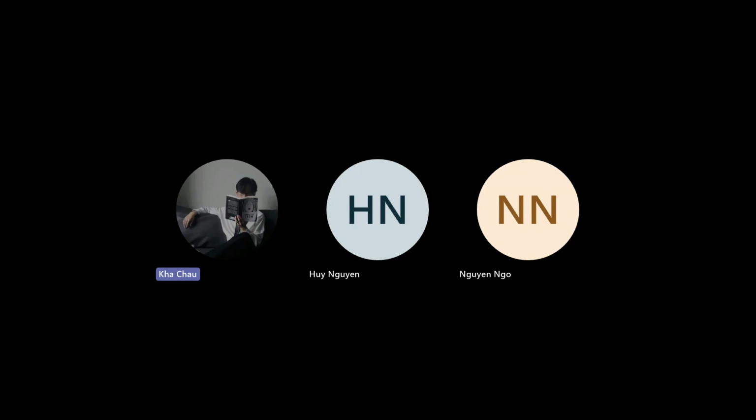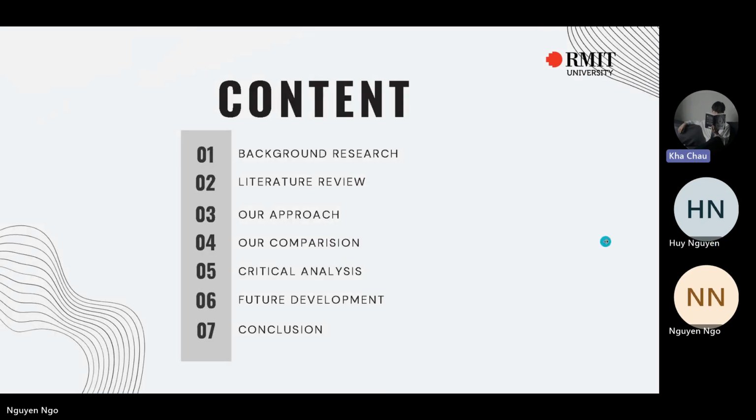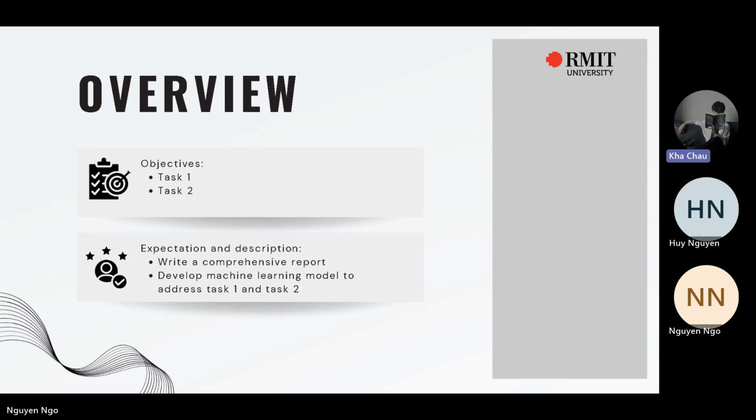Analysis of flower classification machine learning implementation. Next, please. We will go through six major things and finally a conclusion. Next, we will tell you more about our project.